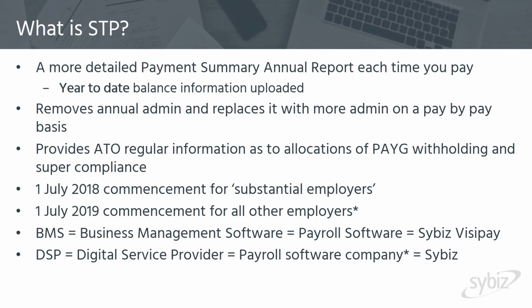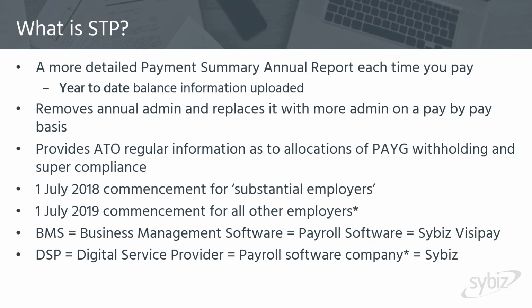And essentially the purpose of Single Touch Payroll is for more information to flow into the government, and it gives them more regular information. So at the moment, when you do your activity statements and you report your W1 and W2 balances and you pay your PAYG withholding, at no point during the course of the year do you let the ATO know which employees the PAYG is allocated to. So this will give the ATO more information through Single Touch Payroll, so they'll know who the PAYG is being allocated to, and also keep an eye on super compliance throughout the course of the year as well.